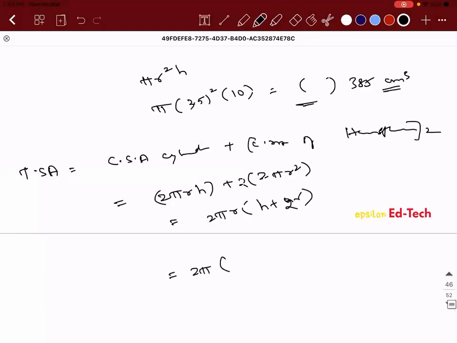So 2 pi into what is the value of r, guys? 3.5 into height of the cylinder is 10 plus 3.5, so 2 into 3.5 is 7, pi into 17. 7 times 17 is 119. So 119 pi centimeter square will give you the curved surface area.